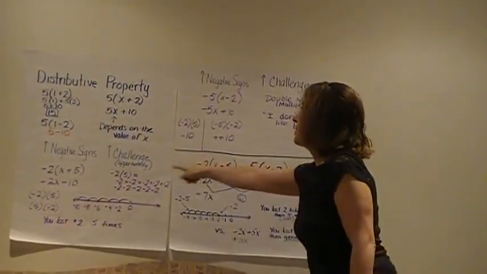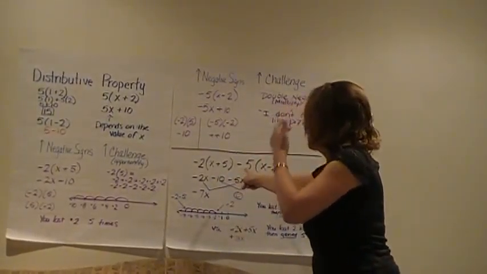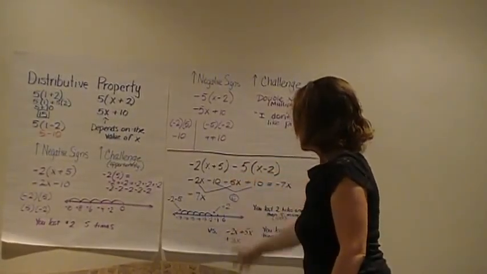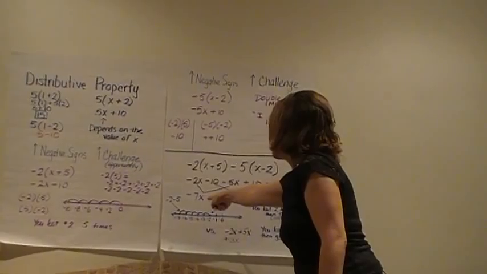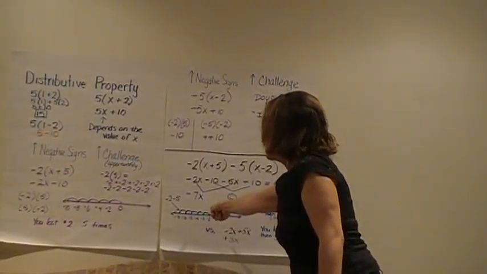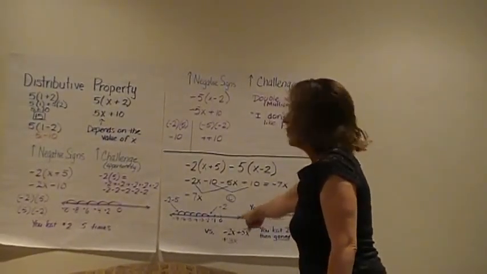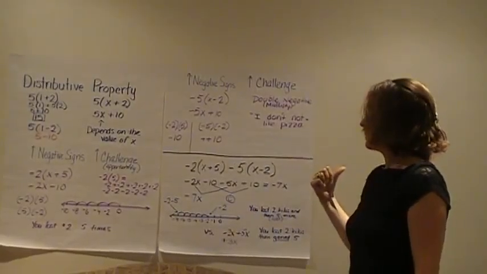So if we put these two problems together, we then get negative 2x minus 10 minus 5x plus 10, and the negative 10 and the positive 10 cancel out, and we have negative 2x minus 5x, which is negative 7x. You lost 2 and you lost 5 more. That becomes negative 7. If you did negative 2 plus 5, it would go in the other direction, and it would be positive 3.